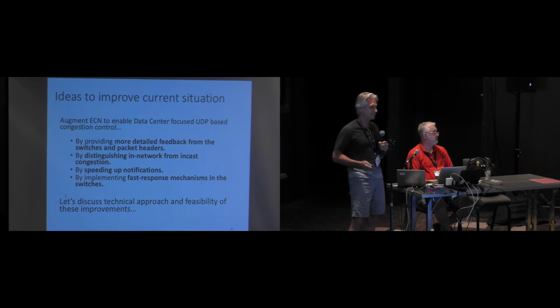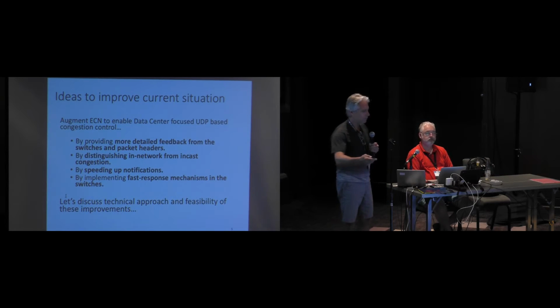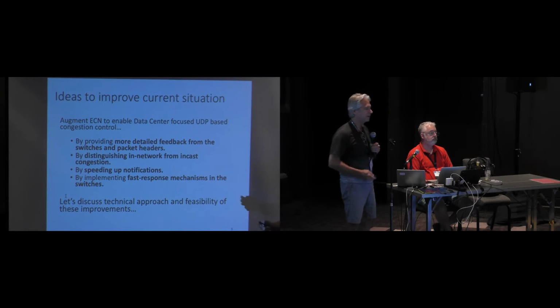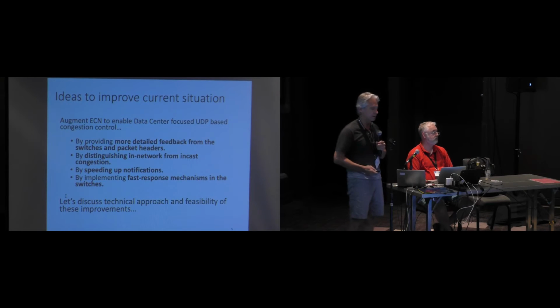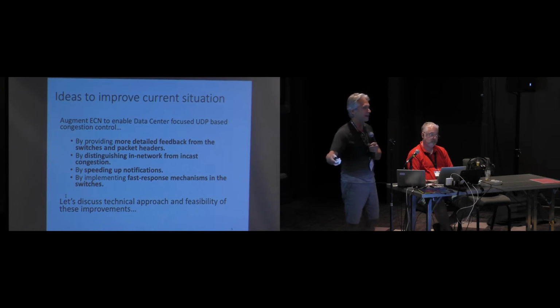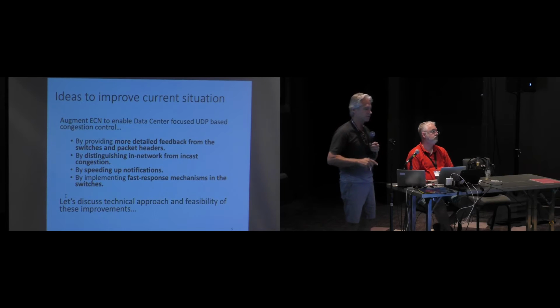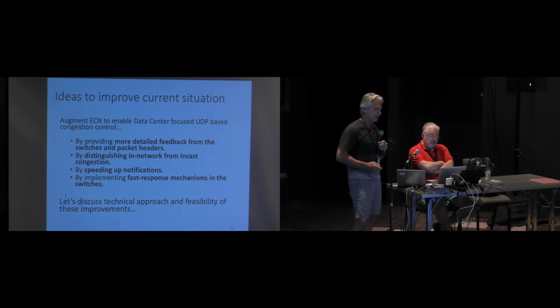So some ideas of augmenting ECN with a data center focus for a UDP layer, providing more feedback from the switches in the packet headers, perhaps marking delay inside packets so that we can get a really fine-grained view of what's going on. Being able to figure out, is this congestion we're experiencing right now in-network or in-cast? Because maybe we would take different approaches. Being able to speed up notifications to the source so they can quench in a way that addresses it. And then implementing fast mechanisms in the switch to respond immediately.